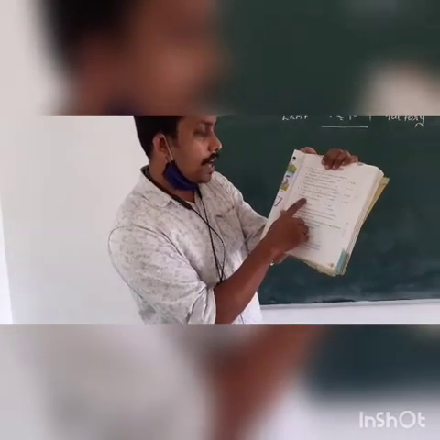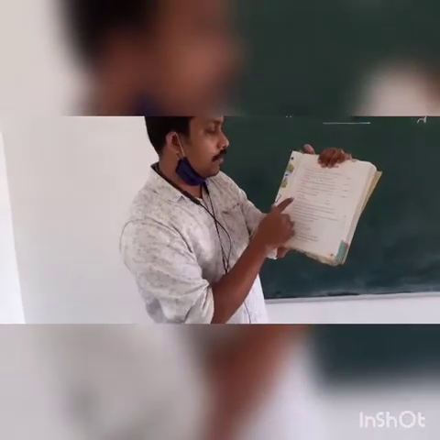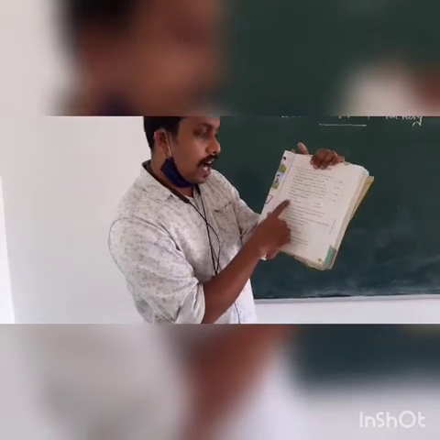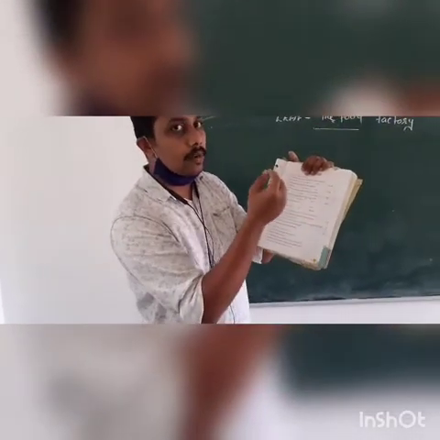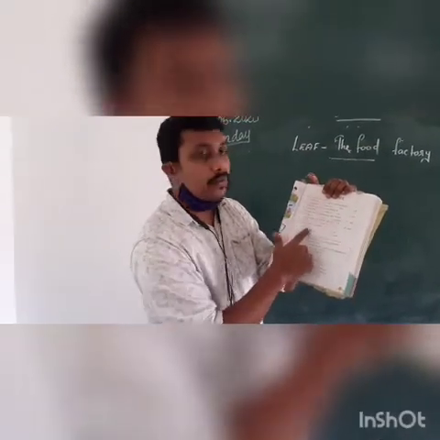Fifth question. Plants depend on animals for what? Options are oxygen gas, water, carbon dioxide, minerals. Plants need from animals what? Carbon dioxide. So the answer is carbon dioxide. So this is the first exercise.